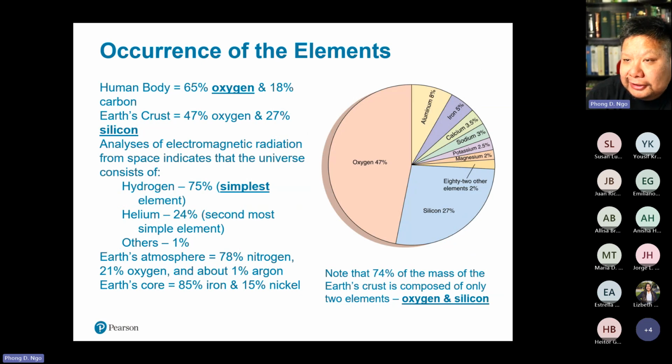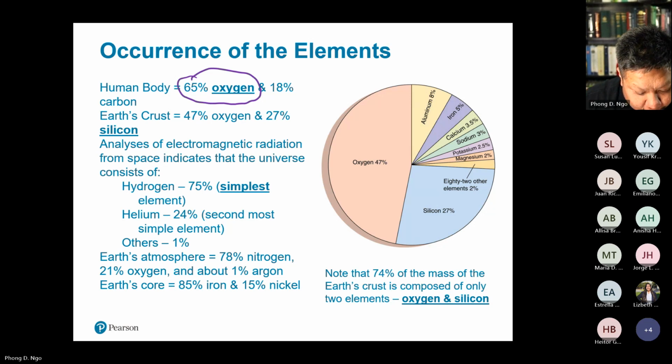So the occurrence of elements, I bet you didn't know this, but the human body is 65% oxygen. Can someone tell me in the chat where all that oxygen is? Where's all that oxygen that we have in our bodies? Someone tell me in the chat. Yes, you have to participate.